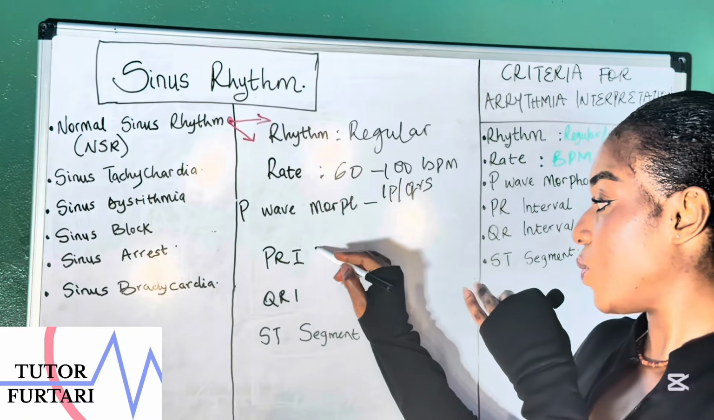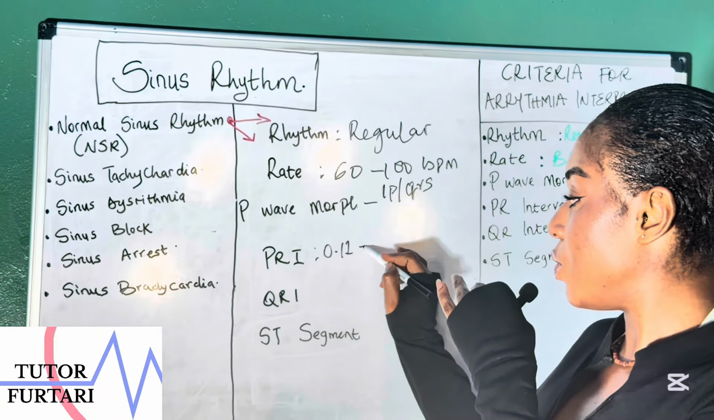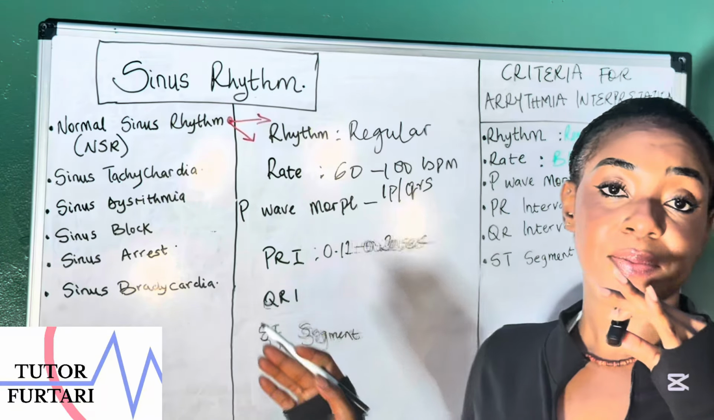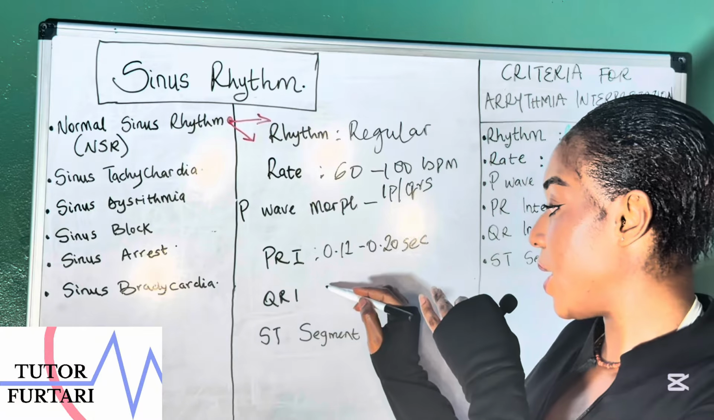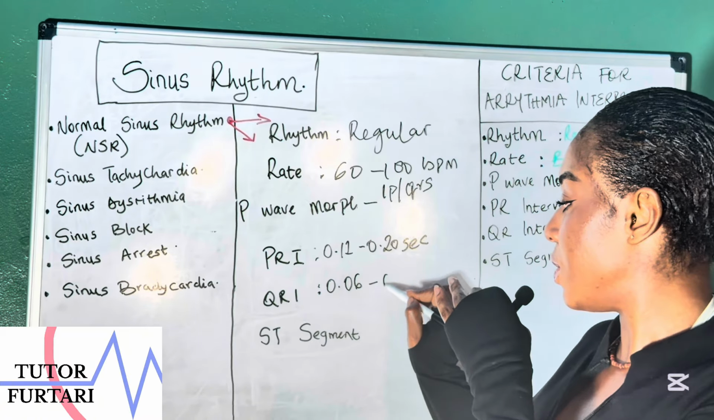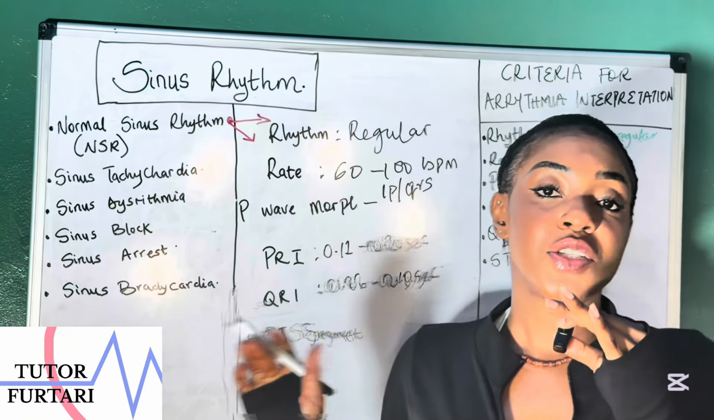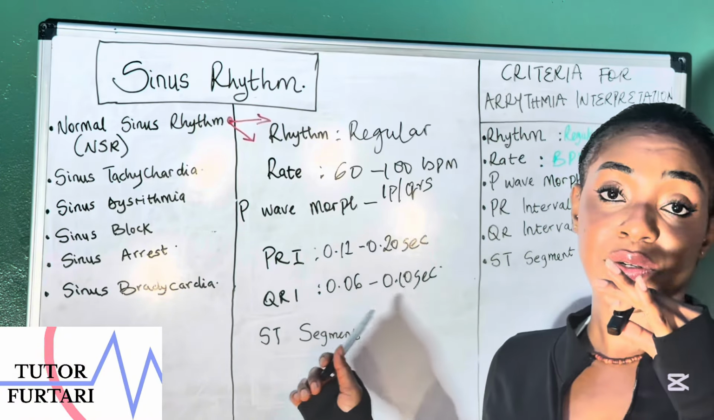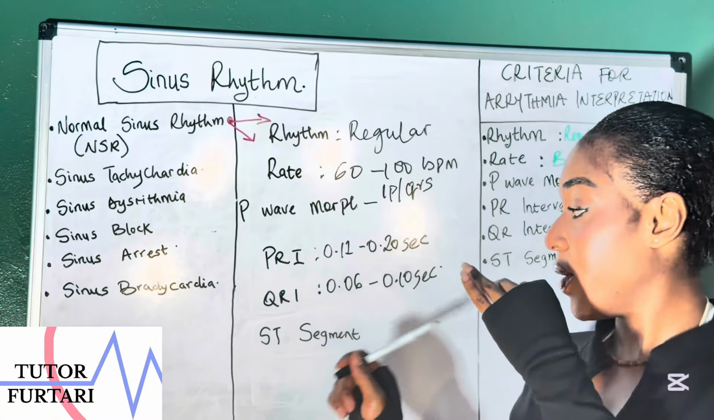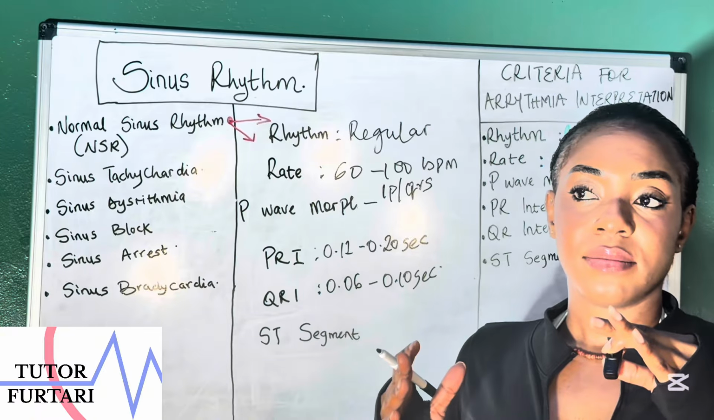And the next question is, what is the PRI? The PRI is expected to be between 0.12 to 0.20 seconds. That's the PR interval. And the QRS interval is supposed to be between 0.06 to 0.10 seconds. That's the expected one. So anything lesser than 0.06 can be considered to be narrow QRS, and anything wider than 0.10 should be considered wide QRS, depending on the situation.